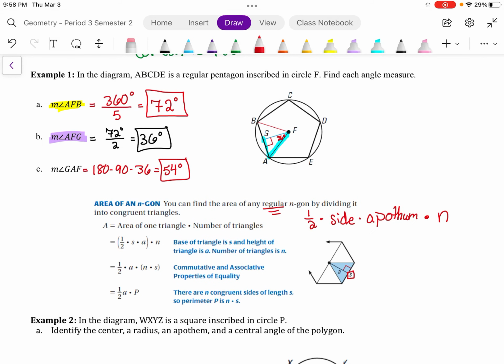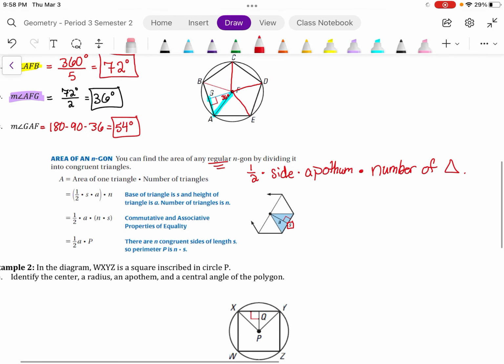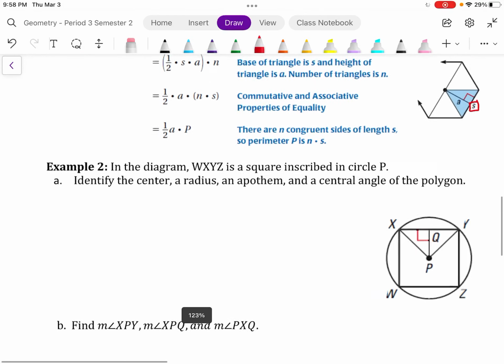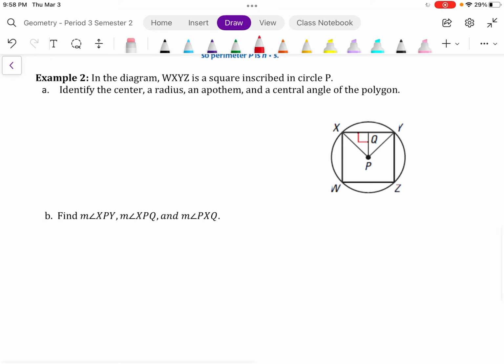And you'll notice the number of triangles that are formed is going to be equal to the number of sides. And this one up here, remember, was a pentagon. So you'll notice that we ended up with 5 triangles. And that's going to be how we're going to find the area of our polygons today. So we're going to use that formula in our example.